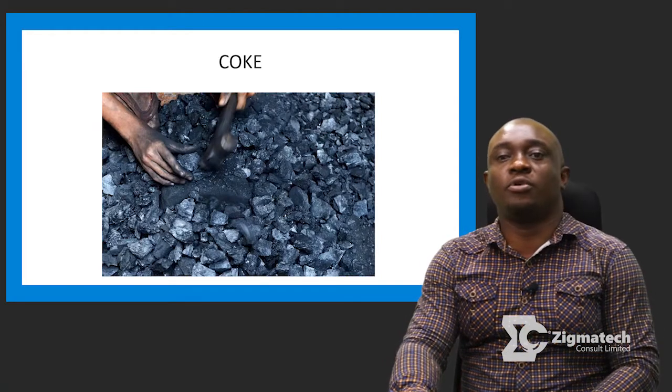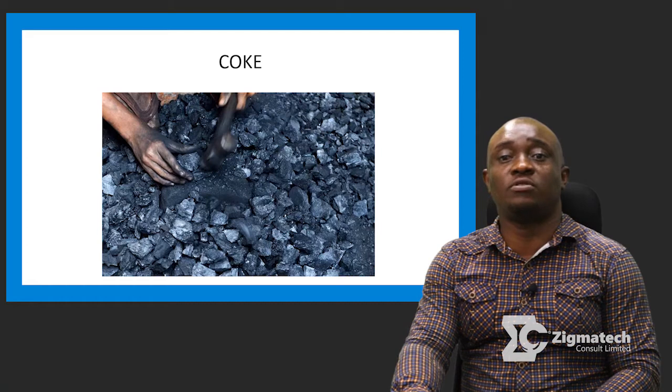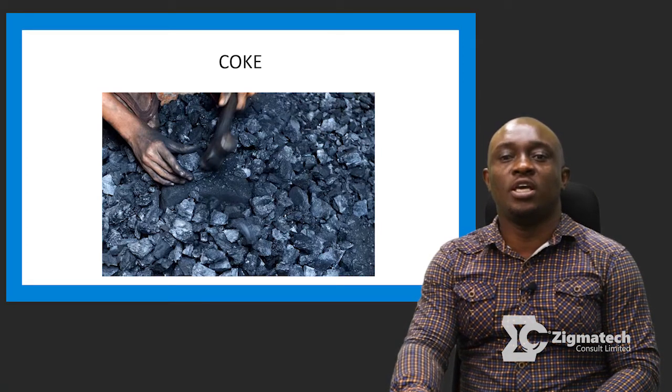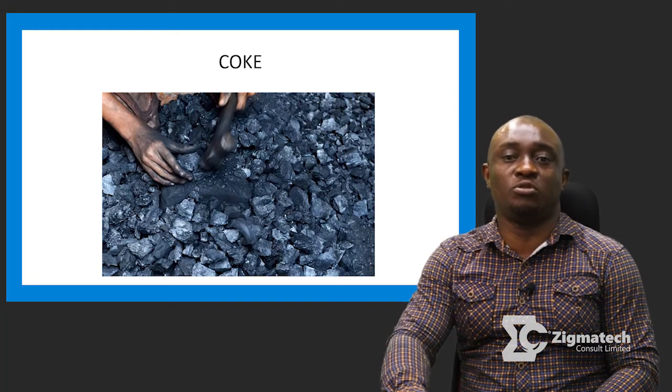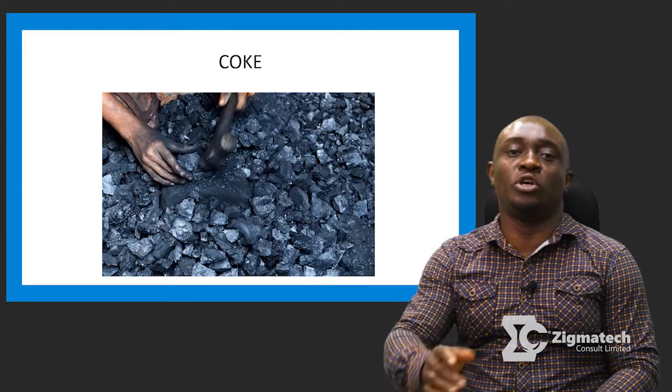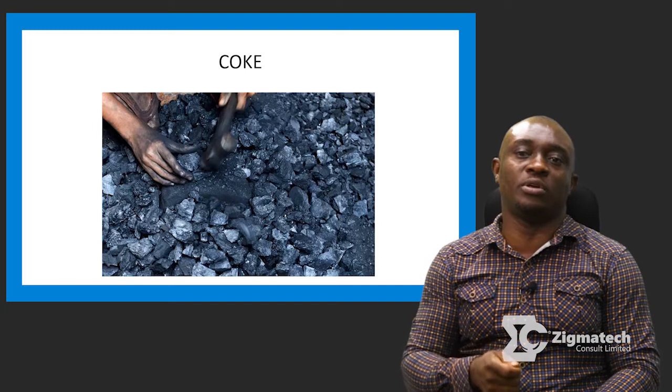Now look at the example of coke here. It looks like charcoal, but it's not really charcoal. They have similarity, but charcoal is softer and lighter. Coke is harder. They look exactly like charcoal. If somebody brings charcoal to you, you may think it's coke till when you touch it. Charcoal, you can crush easily, but this one you cannot crush easily.